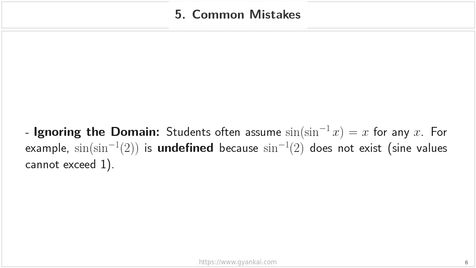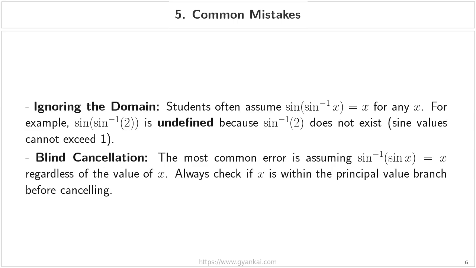First, let's address the issue of ignoring the domain. A frequent mistake is assuming that the sine of the inverse sine of x always equals x, regardless of the value of x. For instance, if you encounter the expression sine of inverse sine of 2, you might be tempted to simply cancel the functions and say the answer is 2. However, this expression is actually undefined. This is because the inverse sine of 2 does not exist, as the sine of any angle must always fall between -1 and 1.